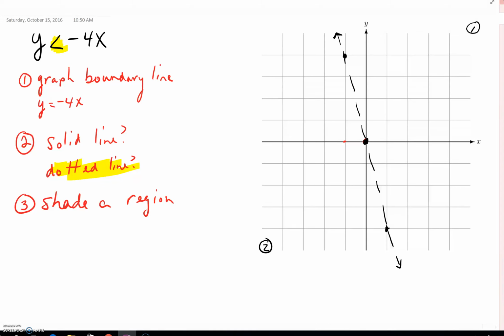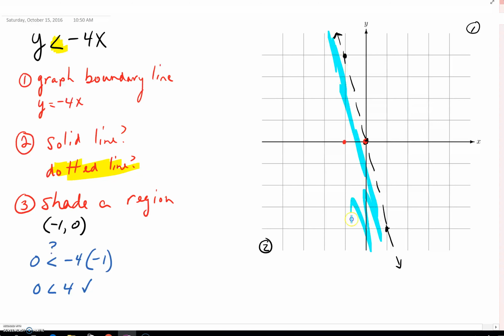So I'm going to test a point when x is equal to negative 1 and y is equal to 0. I'm going to plug it into my original inequality. So 0, is that less than negative 4 times negative 1? Well, negative 4 times negative 1 is 4, and 0 is less than 4. So that means that the point we picked here, negative 1, 0, is part of our solution set. So we need to shade the region that includes that point.